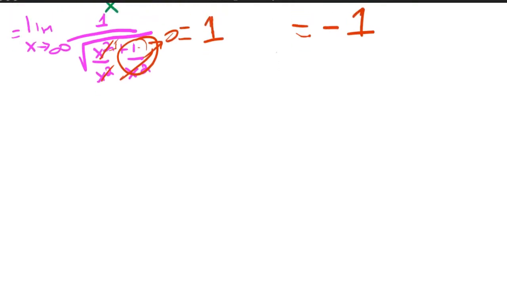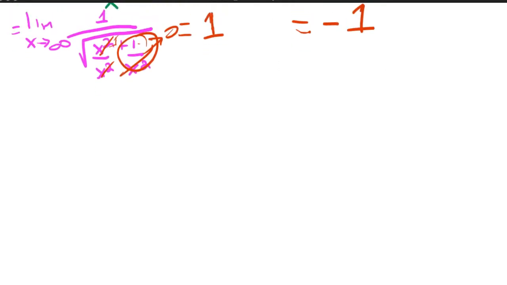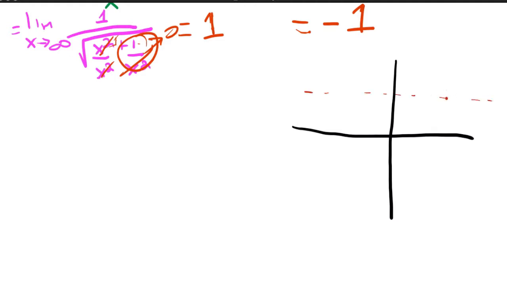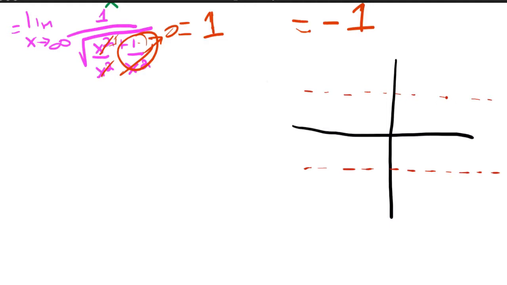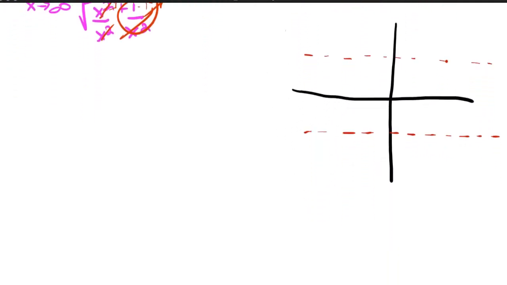So what we have so far is a horizontal asymptote at +1 and a horizontal asymptote at -1. When x is going to negative infinity, it's going to be going down here, and when x is going to positive infinity, it's going to be going up here. Okay, so that's that one.